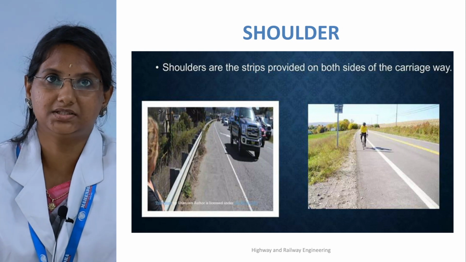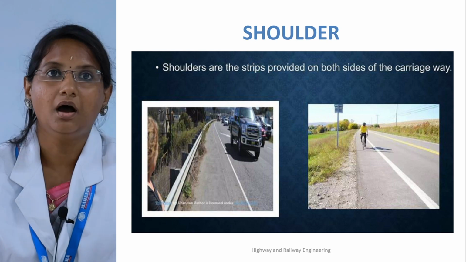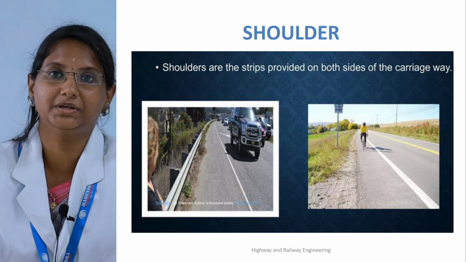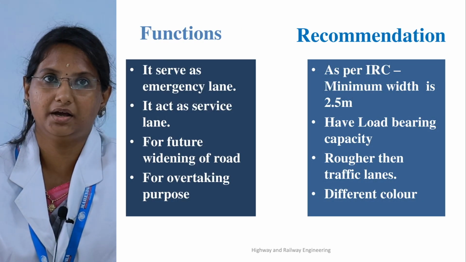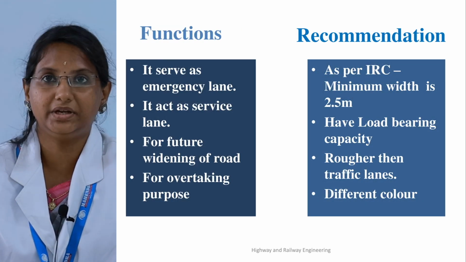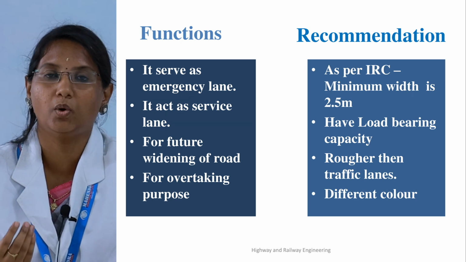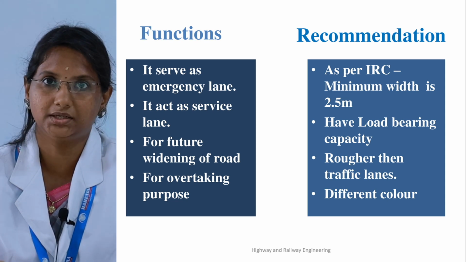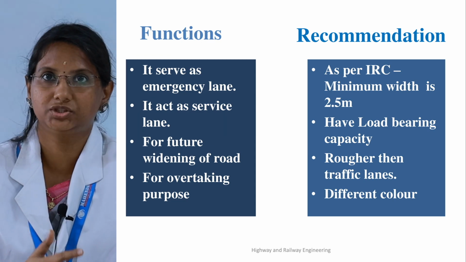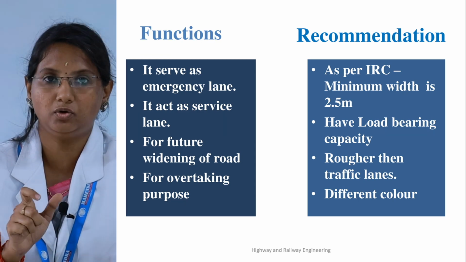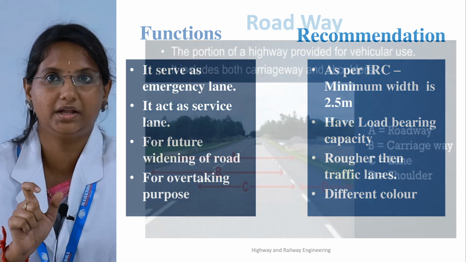The next component is the shoulder. It's nothing but the strip provided on both sides of the carriageway. It's termed as a shoulder. This picture shows the shoulder. The main function of the shoulder is that it serves as an emergency lane and also acts as a service lane. Another purpose is for widening of the road, and also for overtaking purposes we can provide the shoulder. As per IRC, the minimum width we have to provide is 2.5 meters.